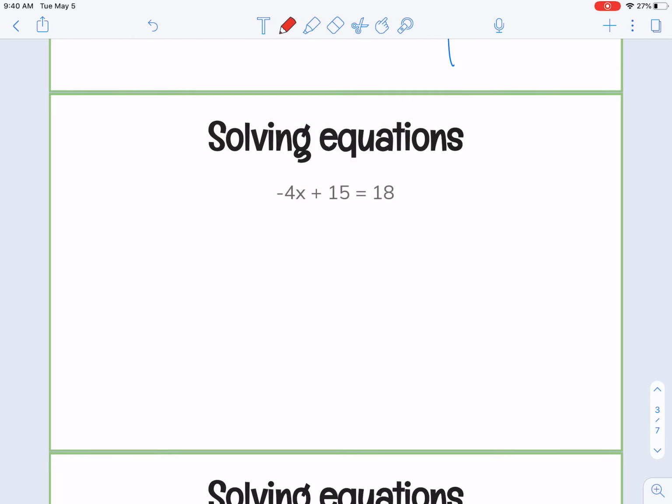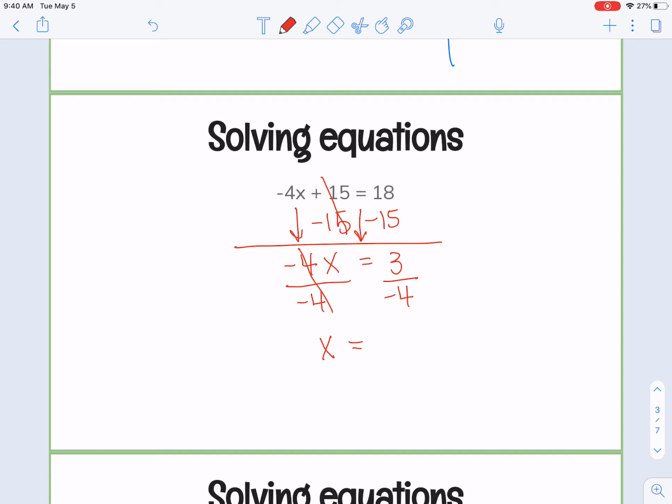Second example, we have negative 4x plus 15 equals 18. I'm going to get rid of my constant. That number by itself is 15 on the side where the x is there. And then we can cross out the 15. 18 minus 15 is 3. Bring down the equal sign, bring down the negative 4x. And then we're going to now divide both sides by negative 4. And that can get rid of that. And we can get our x by itself.